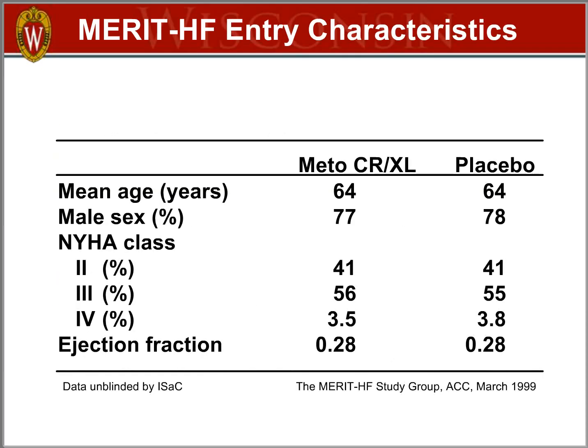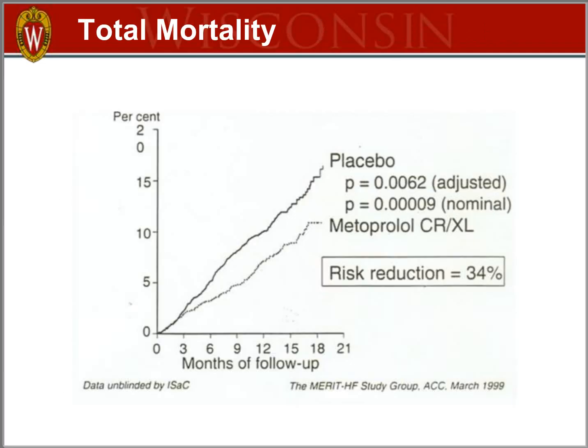I've indicated here the baseline characteristics, just to show that there was comparability in key risk factors of age, gender, heart classification, class, and ejection fraction. I've indicated here in this figure the mortality curves for the MERIT study comparing placebo to metoprolol. You'll observe that placebo mortality rate is much higher than the metoprolol-treated patients. In fact, there's a 34% reduction.